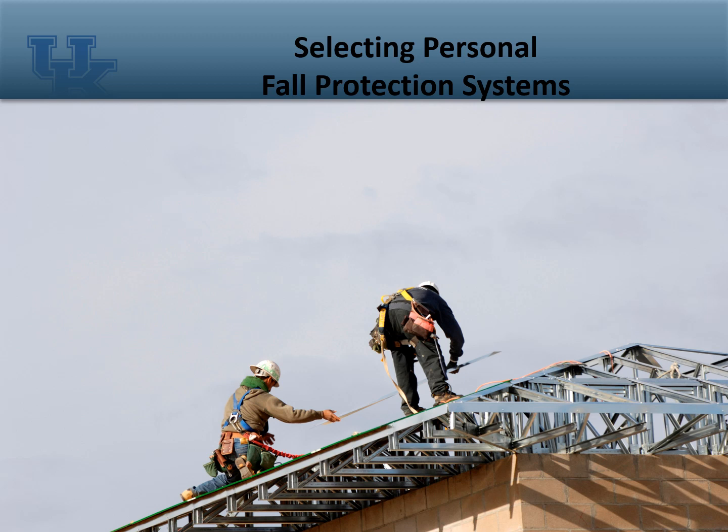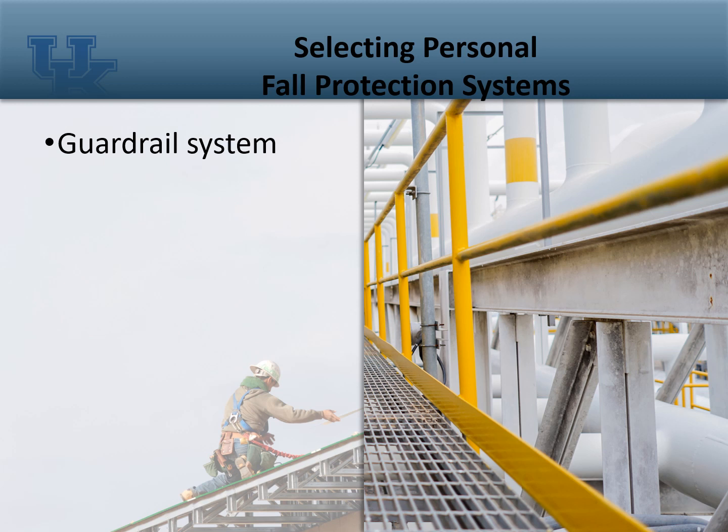OSHA defines fall protection as any equipment, device, or system that prevents a worker from falling from an elevation or mitigates the effect of a fall. There are several fall protection options depending on your particular work activity. The guardrail system is a barrier erected along an unprotected or exposed edge, side, or other walking surface to prevent workers from falling to a lower level.